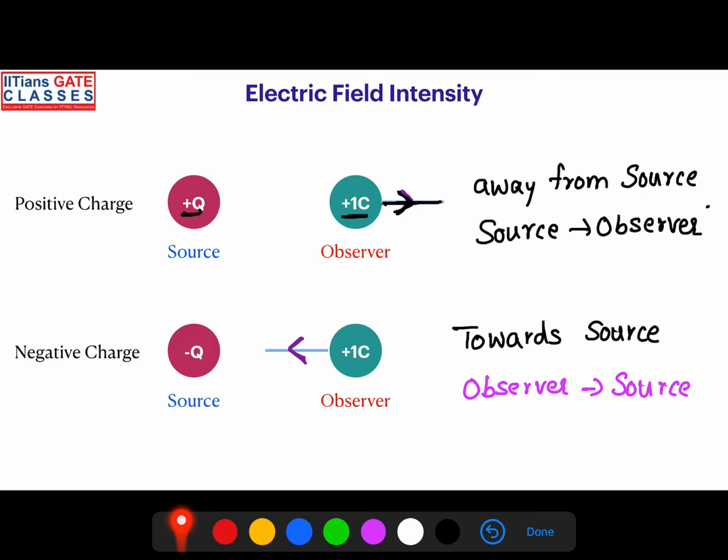This is valid irrespective of whether it is a point charge or different types of charges are existing, right? Line charge, surface charge, etc. So the same shortcut we are going to follow whatever the type of charge it is, whether it is a line charge or surface charge, it doesn't matter. When the charge is of positive polarity, the electric field intensity will be radially away from the source. When the charge is negative, the electric field intensity will be radially towards the source.